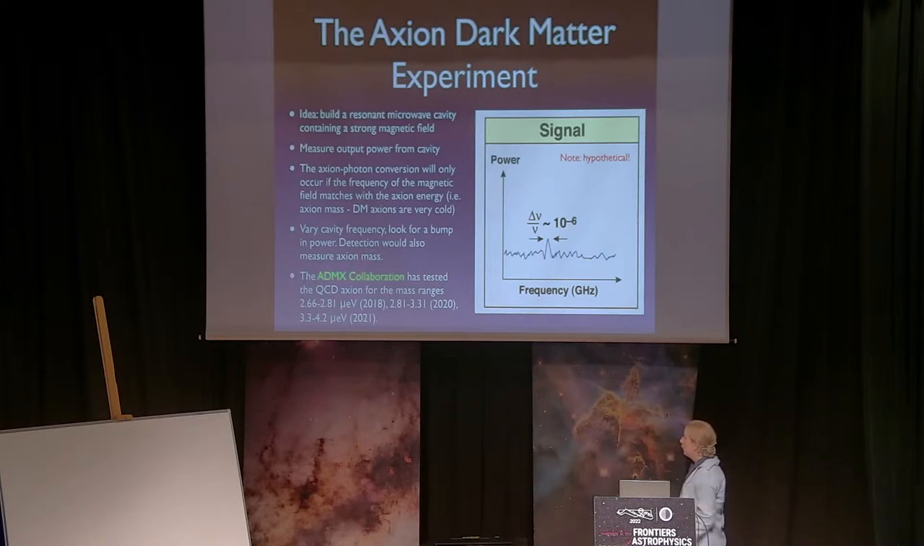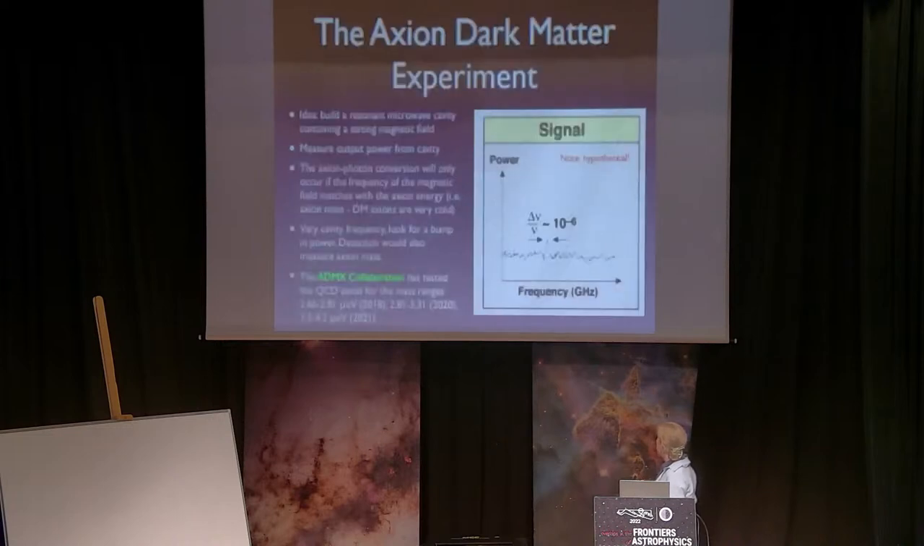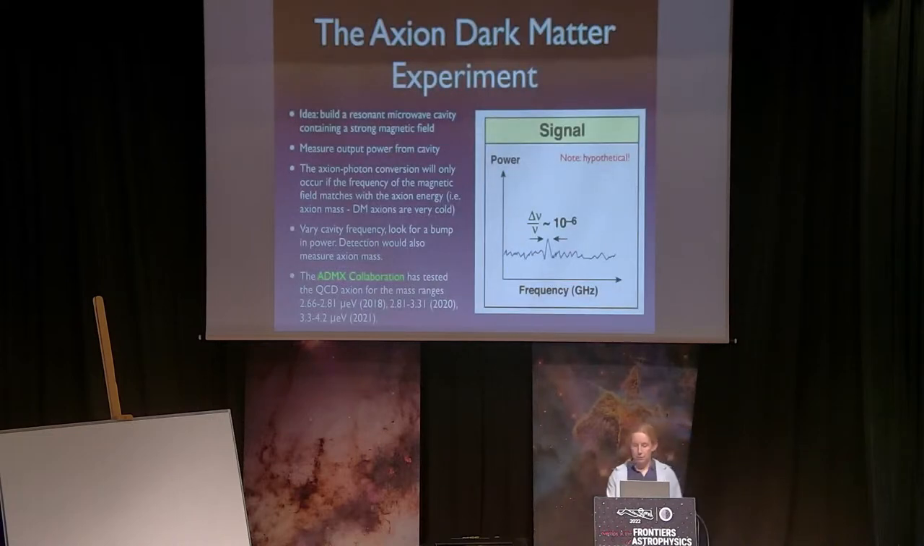the cavity B field. So the ADMX collaboration has currently tested the QCD axion in a mass range from about 2.6 micro eV up to 4.2 micro eV in several runs over the years, because you need to scan quite slowly since the width of the resonance is expected to be pretty small. So that's ADMX. ADMX has a next stage, ADMX EFR, which is going to try to scan a much wider range of the axion parameter space.